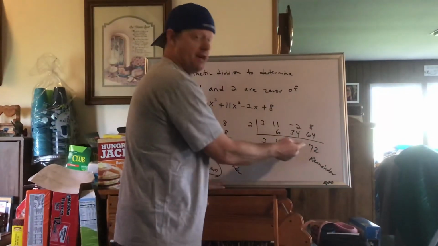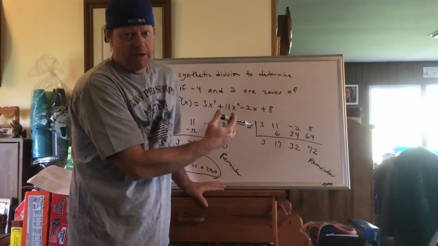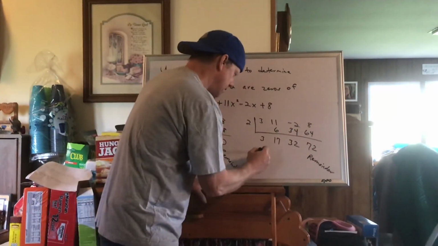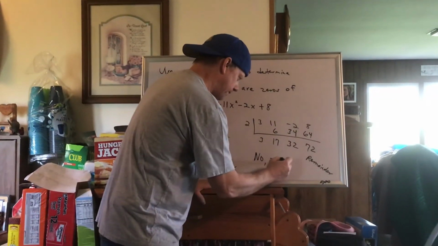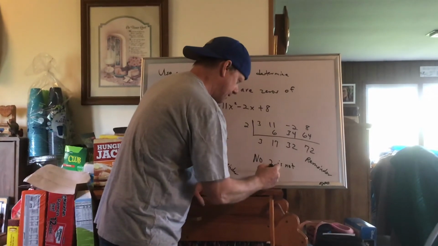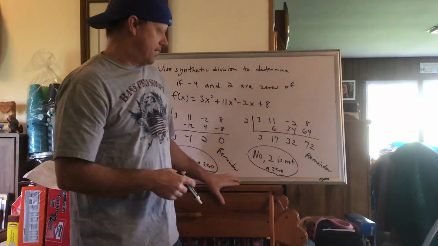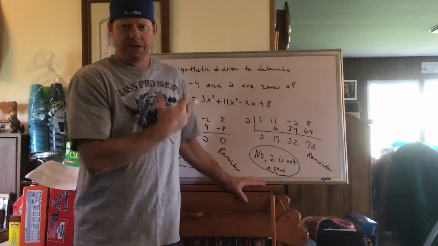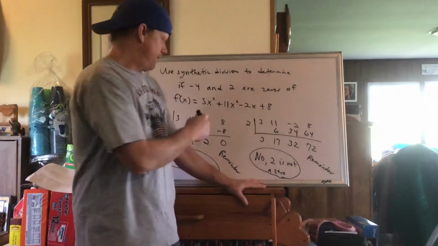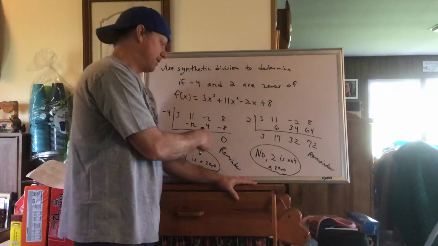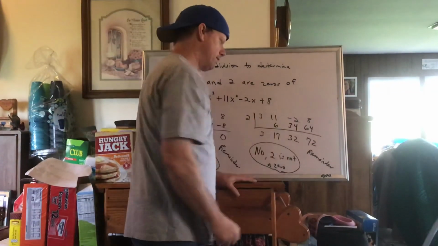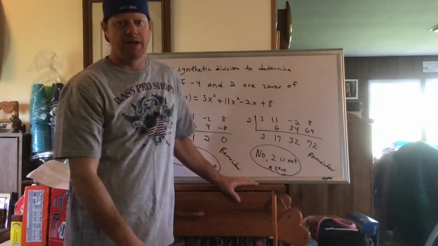So we did not get 0 for a remainder. So no, 2 is not a zero. It is not an answer. It's only going to be a zero of your polynomial function if you get 0 for a remainder. If you do not get 0 for a remainder, it's not going to be an answer. It's not going to be a zero.